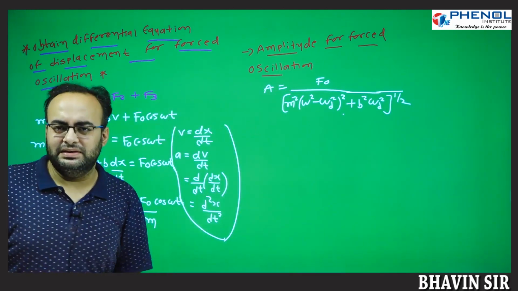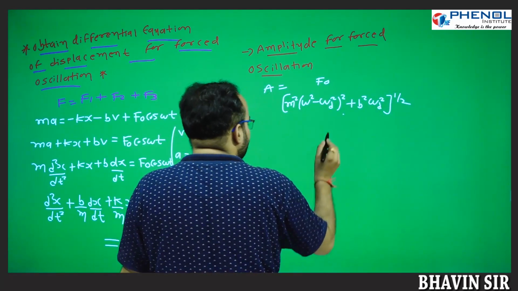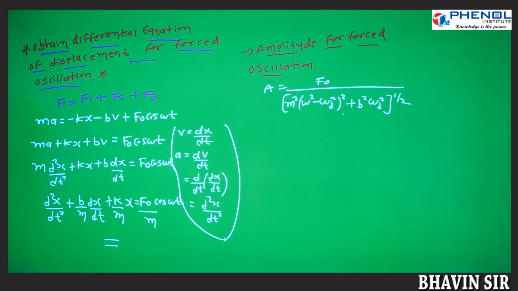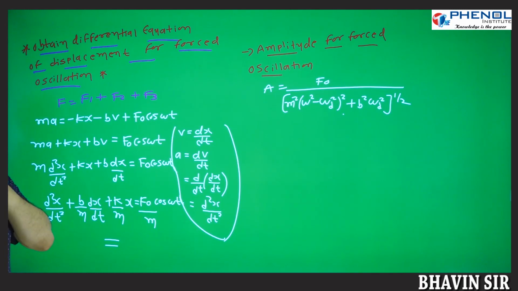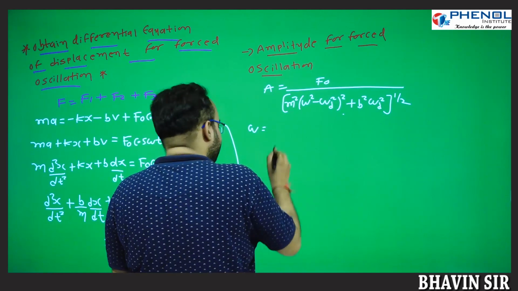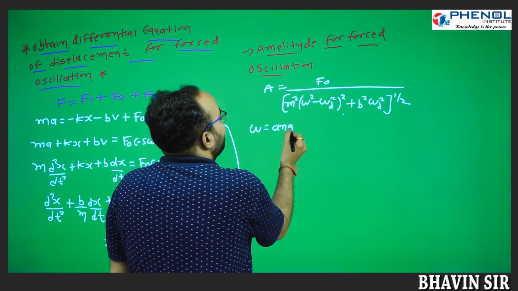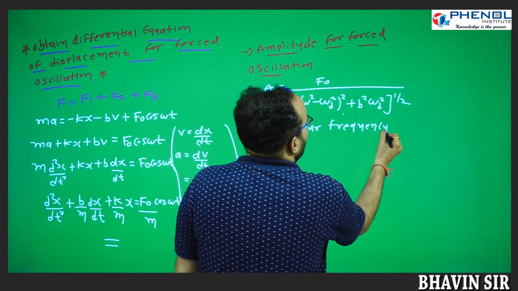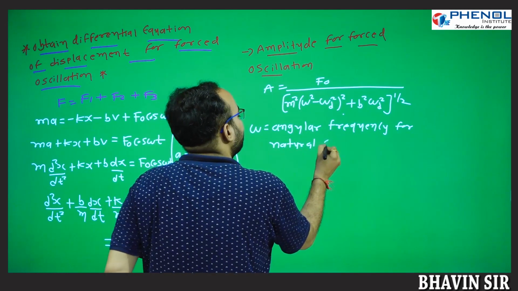Students, if numericals don't come, don't worry. If MCQs don't come, that's fine, but remember the formula. This is the amplitude for forced oscillation. Now see what the terms are. F0 is the maximum force, m is the mass of the oscillator, omega is the angular frequency for natural oscillation, or it is known as natural angular frequency.